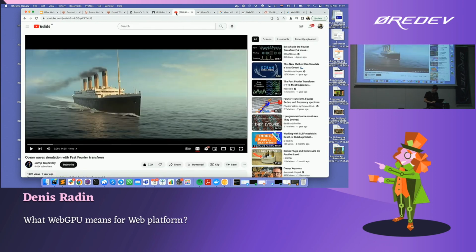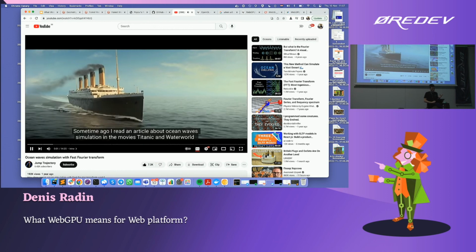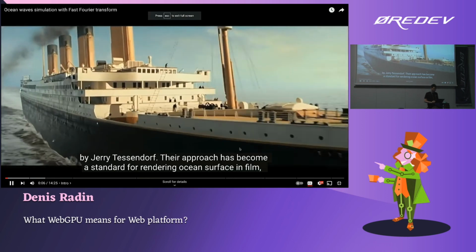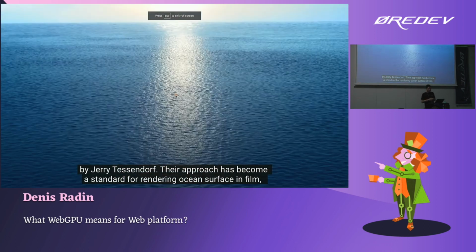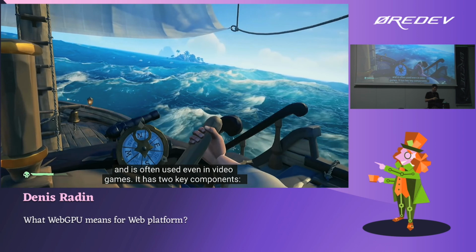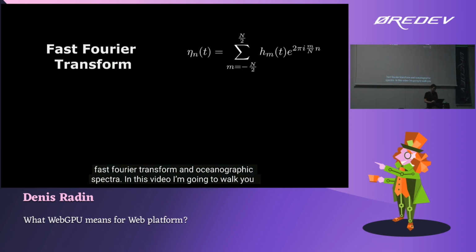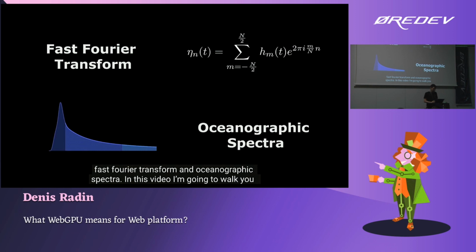Well, I have this video. Some time ago, I read an article about ocean wave simulation in the movies Titanic and Waterworld by Jerry Tessendorf. Their approach has become a standard for rendering ocean surface in film and is often used even in video games. It has two key components: fast Fourier transform and oceanographic spectra. In this video, I'm going to walk you through the basics of this technique and its implementation in Unity.